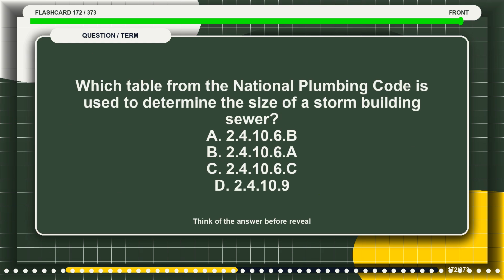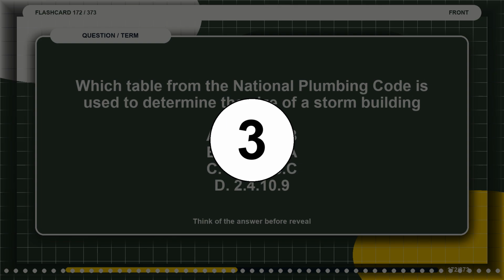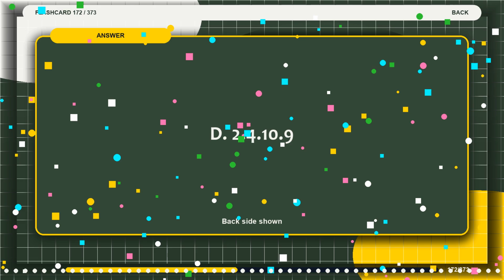Flashcard 172. Which table from the National Plumbing Code is used to determine the size of a storm building sewer? A. 2.4.10.6 BB, B. 2.4.10.6 AC, C. 2.4.10.6 CD, D. 2.4.10.9. Think of the answer before the reveal. The answer is D. 2.4.10.9.